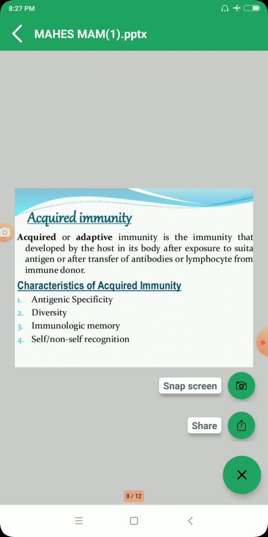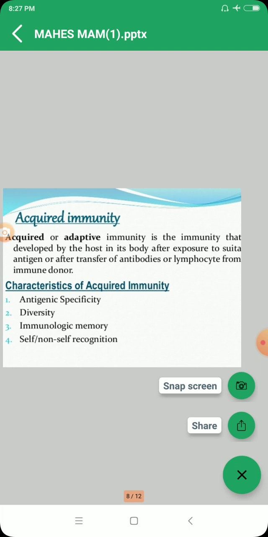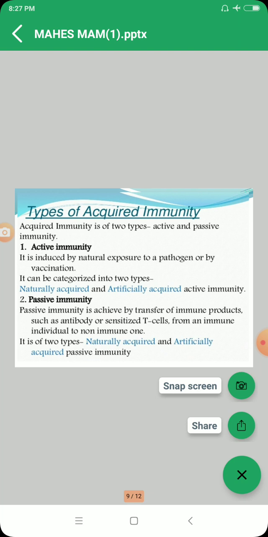The first one is antigen specificity. The second one is diversity. The third one is immunological memory. The fourth one is recognition of self and non-self. The types of acquired immunity have two major parts: active immunity and passive immunity. What is active immunity? The individual's own immune system is the cause of this immunity. Passive immunity is transferred from another person or an animal.